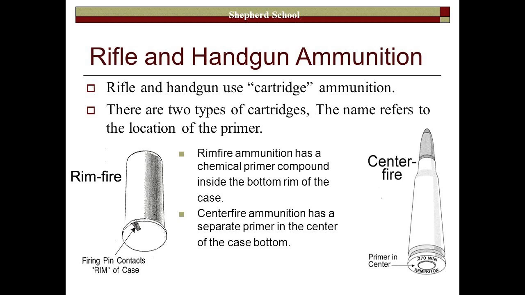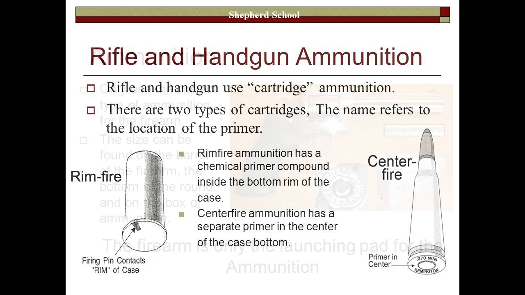Our modern ammunition is what we call cartridge ammunition, and there are two types of cartridges, and the name is based upon the location of the primer. In a center fire round, the primer is in the middle of the base of the round. In a rim fire, the entire rim of the round contains the priming compound. So if the round is fired by the firing pin striking the rim of the case, it's a rim fire. Otherwise, it's probably a center fire.